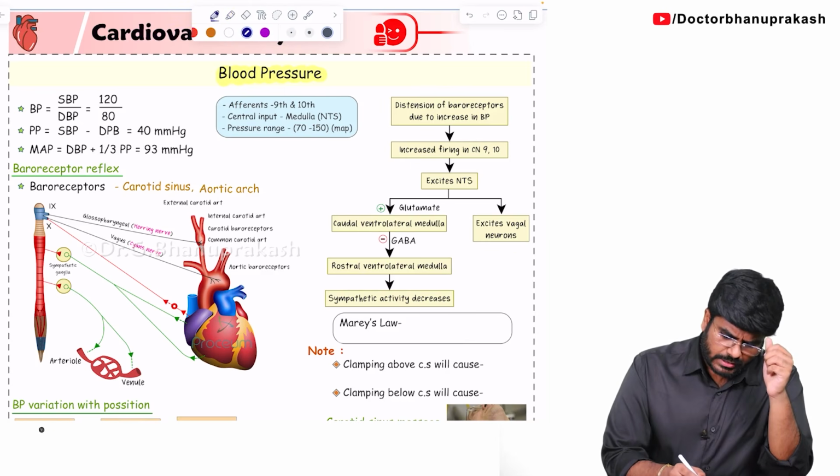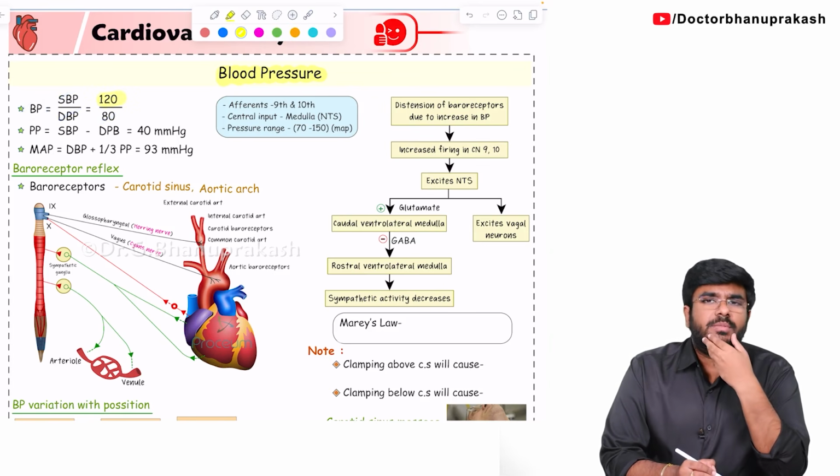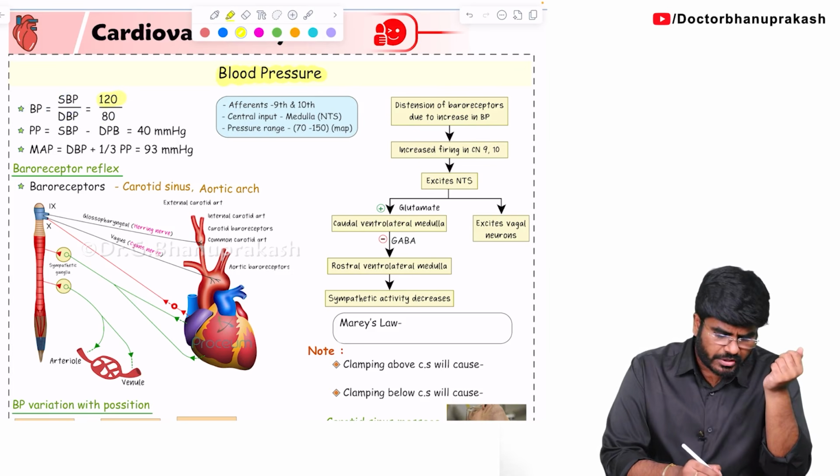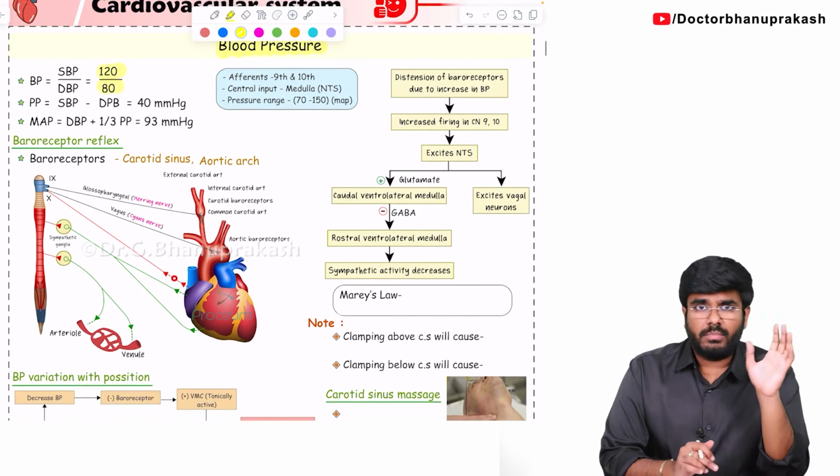See, everyone knows that our blood pressure, that is systolic by diastolic blood pressure, is 120 by 80. Every student knows this. During systole, how much blood pressure will be there? It's 120 mm of Hg, and during diastole there is 80 mm of Hg pressure in our two major blood vessels.